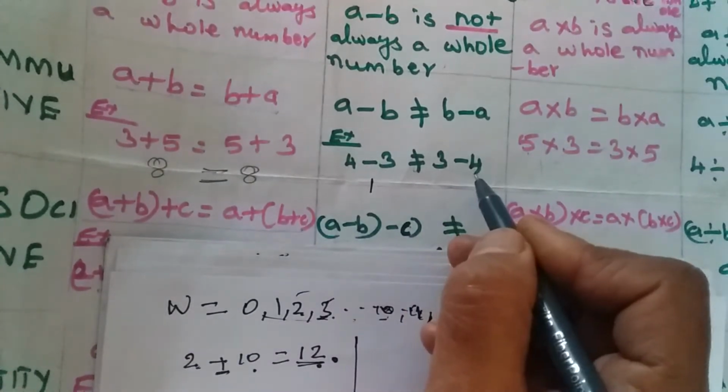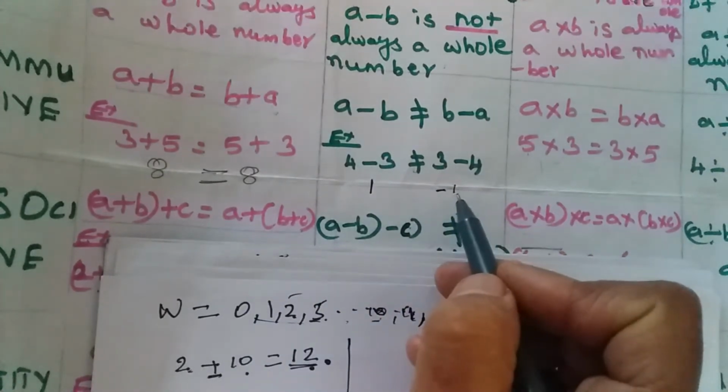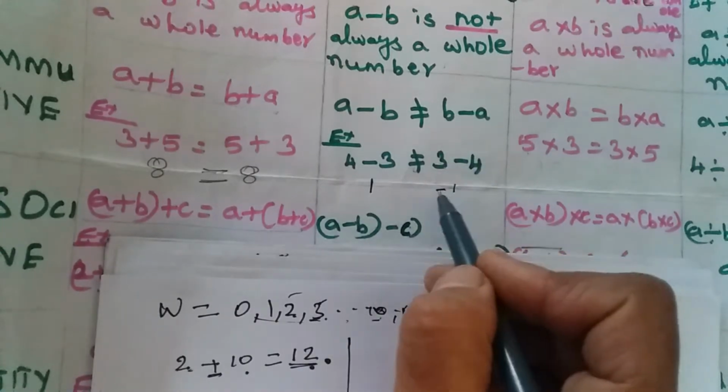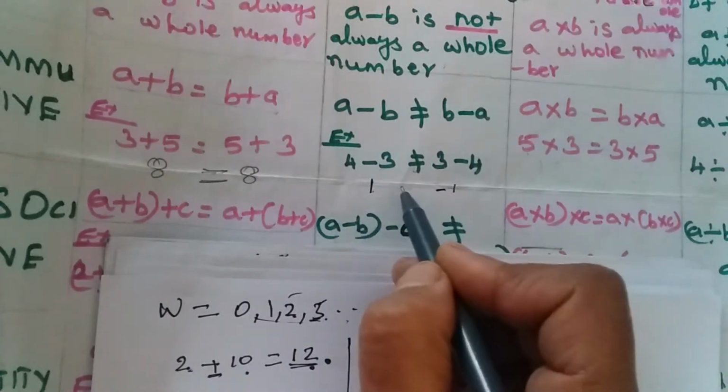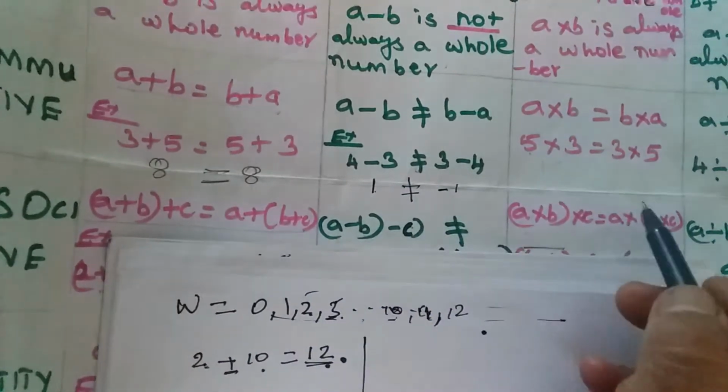But later, once you learn about integers, this answer will be minus 1. You will be learning it later in 6th standard about integers. So for now, it is minus 1. So 1 and minus 1 are not equal. So it is not true for subtraction.